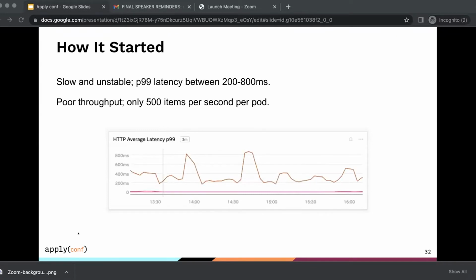So here's how it started. We took the philosophy that we just want to build something quick and then make it fast later. So this is what we had initially when we were code complete for the first time. So version 0 here, you can see it's very slow and unstable. Latency is between 200 to 800 milliseconds. And throughput wise, we're only really able to do 500 items per second per pod. So when we wanted to scale this up to tens of thousands of items per second, this just wasn't tractable at all. We'd have to have so many pods, and we were nowhere close to our latency requirement.